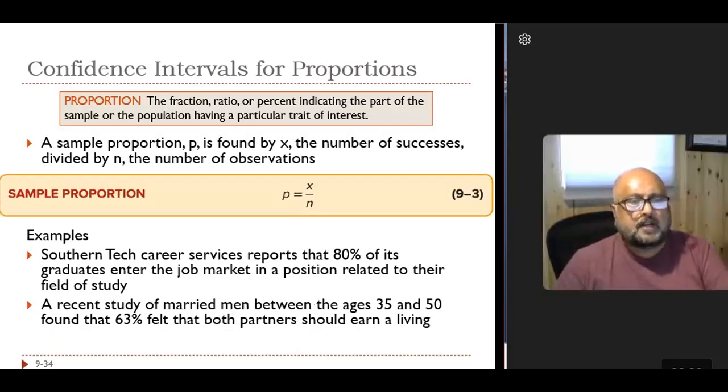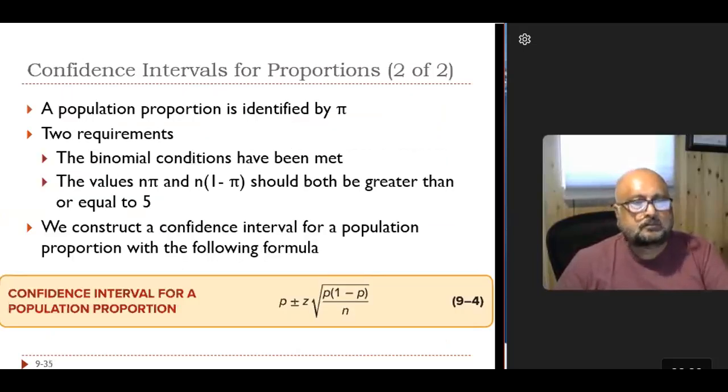Okay, and the confidence interval for proportions here. If they're asking about a sample proportion of the population, in that case, if we denote the proportion by p, the sample proportion is equal to x by n, right? So we can use this formula. It's a pretty simple formula to use.